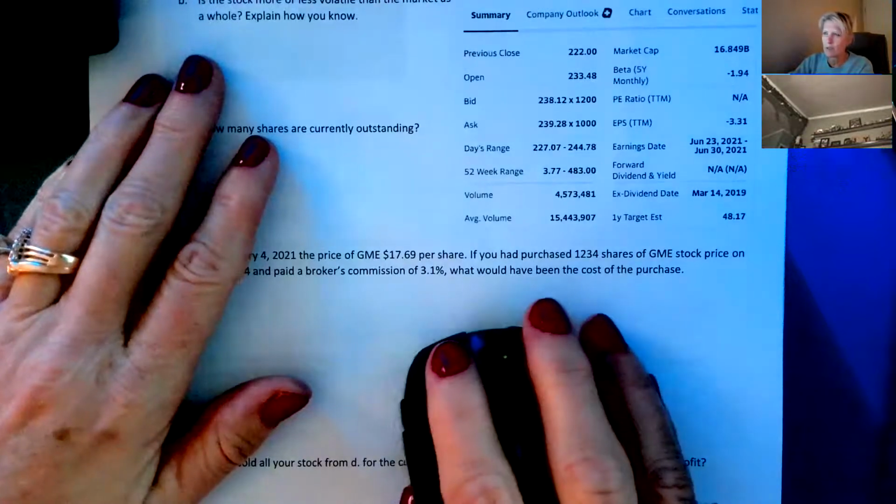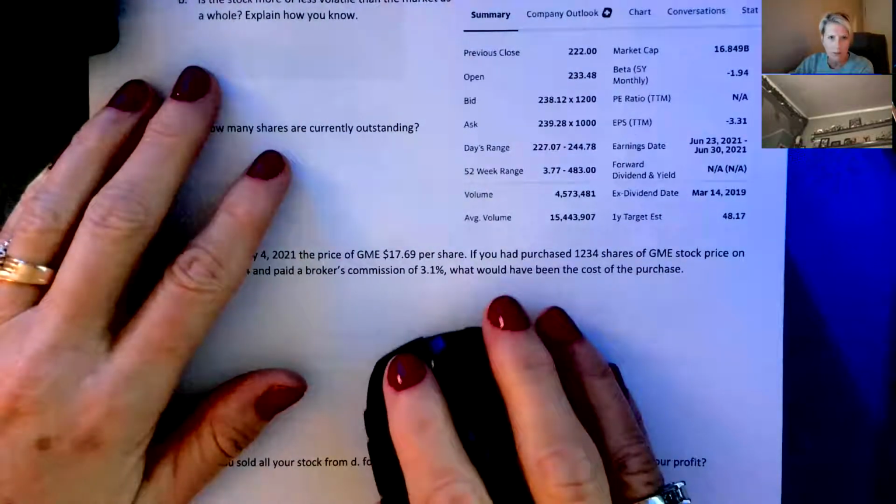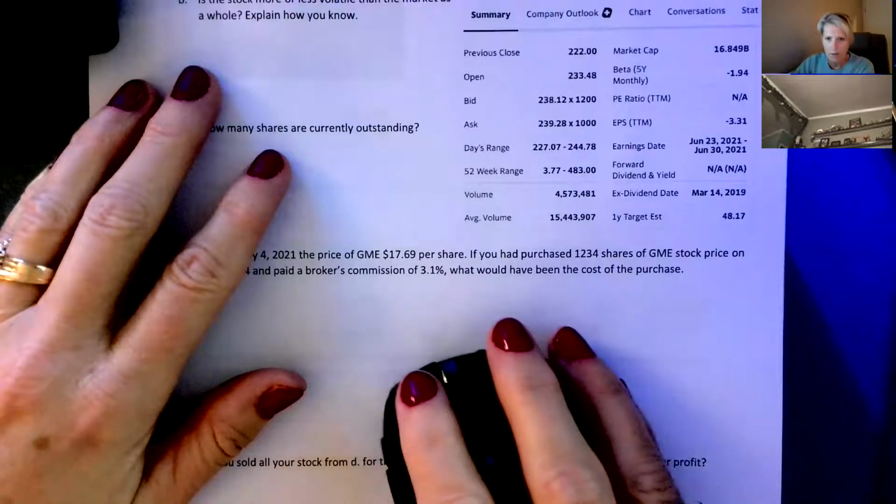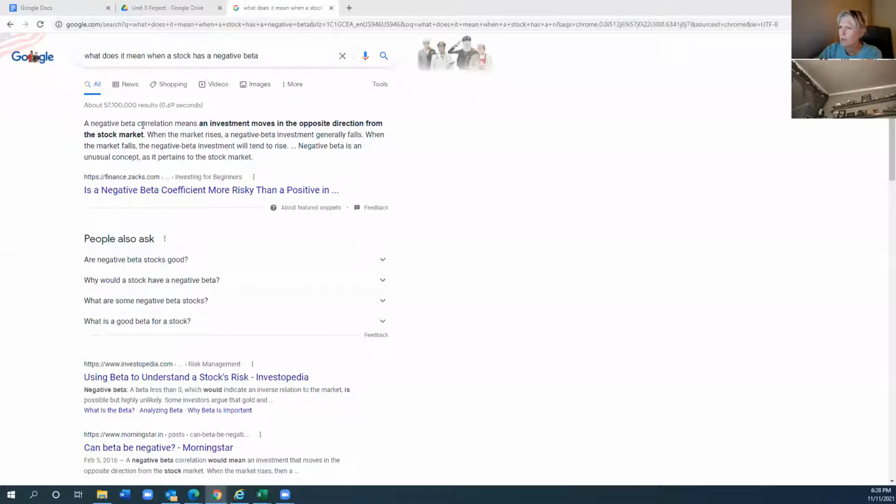But one thing to remember, let's just go and look at the definition that popped up here for a moment. It says a negative beta correlation means an investment moves in the opposite direction from the stock market. When the market rises, a negative beta investment generally falls. When the market falls, the negative beta investment will tend to rise.